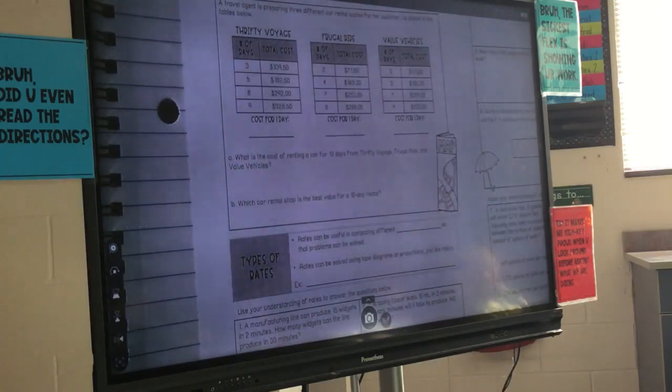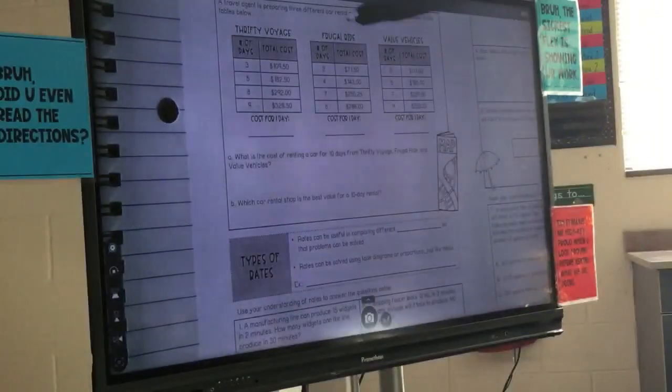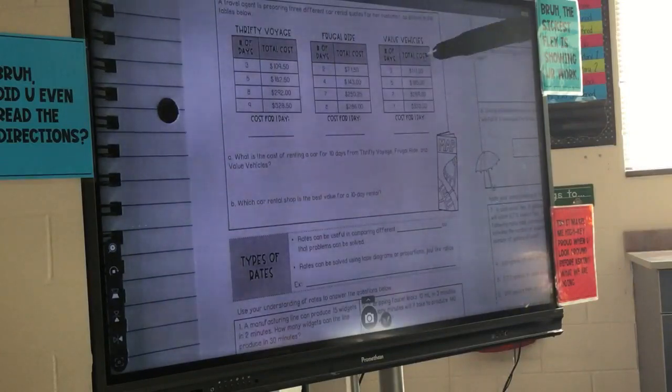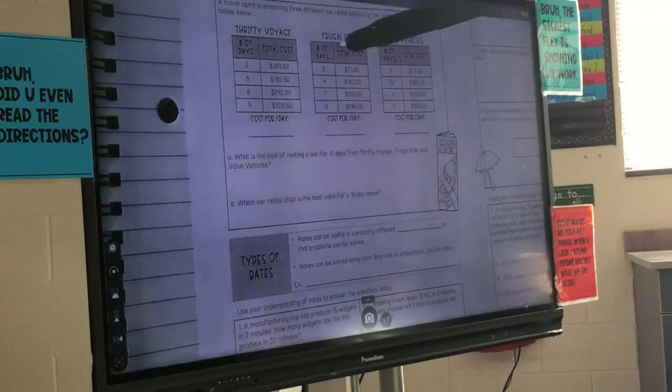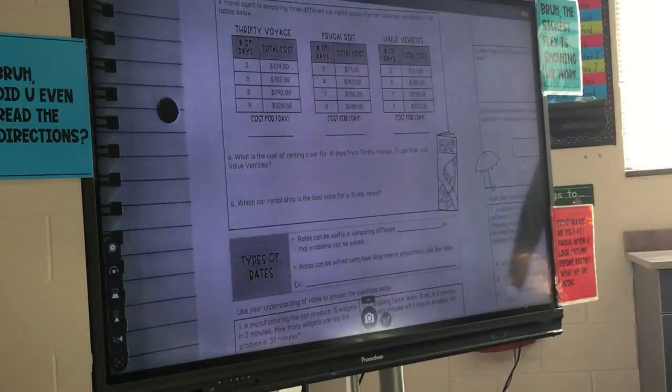All right. It says a travel agency is preparing 3 different car rental quotes for her customer, as shown in the tables below. So you have Thrifty, you have Frugal, and you have Value. All right. These are all ratio tables. What do we know about a ratio table? It is an example of what? What do you think? If you don't know, do you have a notebook full of information that you can look back at and figure out what a ratio table shows you a visual of?